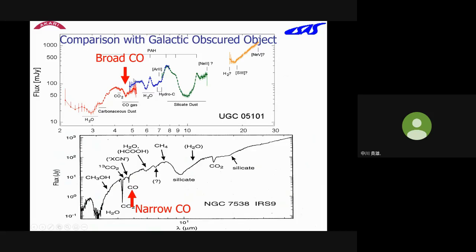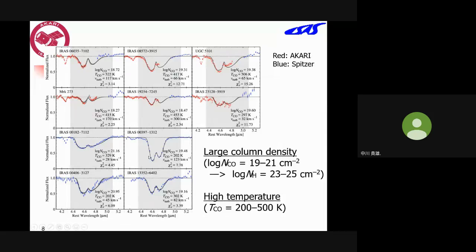Here you see the very broad feature of CO, carbon monoxide, which is completely different from galactic sources like this one, where the carbon monoxide is quite sharp. We compiled the CO absorption features toward the ULIRGs using AKARI, in red curves, and also Spitzer. Because the carbon monoxide features are almost at the longer wavelength edge of the IRC, if you have redshift, they go out of the AKARI band and into the Spitzer band. So we made a combined fit using the Spitzer band and the AKARI band. Also, we have some gap in between.